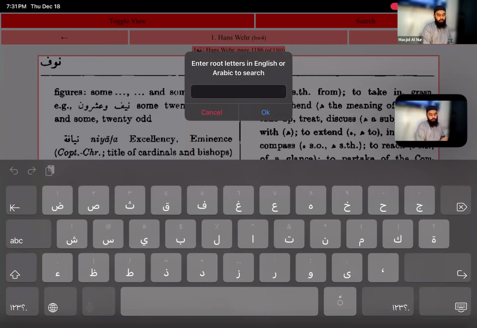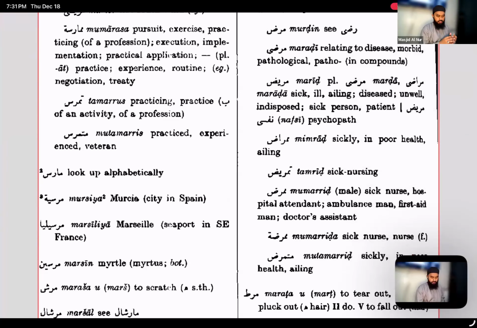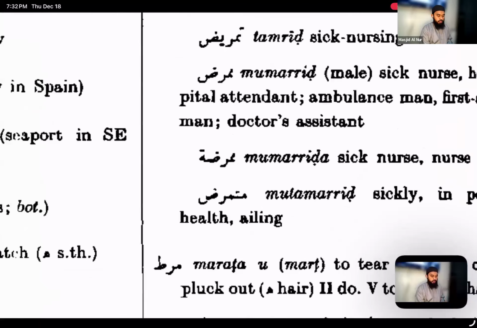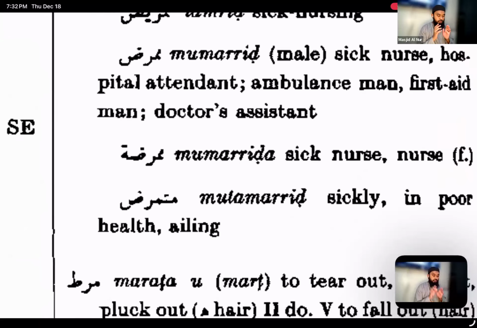So right now, we're looking for the word mumarrida, a nurse. And the root letters are mim, ra, da. Let's see if we find it. We might not find it because it's a mushtaq word. Mumarrida right here. Mumarrida, sick, nurse. It's a nurse. But they don't give you the plural.